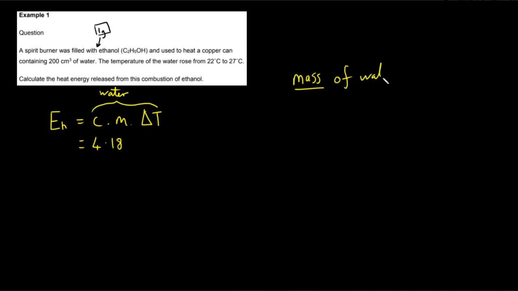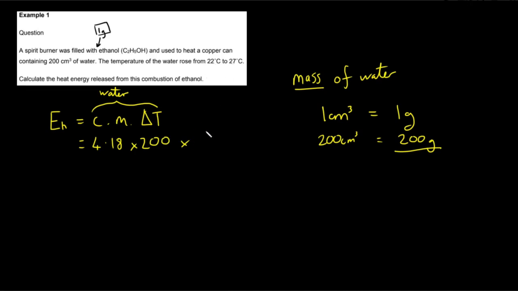Now it's a pretty straightforward calculation. If I have 1 centimeter cubed of water, that has a mass of 1 gram. If I have, in this case, 200 centimeters cubed of water, I have a mass of 200 grams. That's a pretty easy conversion. So I say to myself, well, I've got 200 centimeters cubed of water. That means 200 grams, easy peasy. That's my mass, it's 200 times the change in temperature. Well, from 22 to 27, that's a change of 5. And then do the calculation. And I think, well, I've done it.